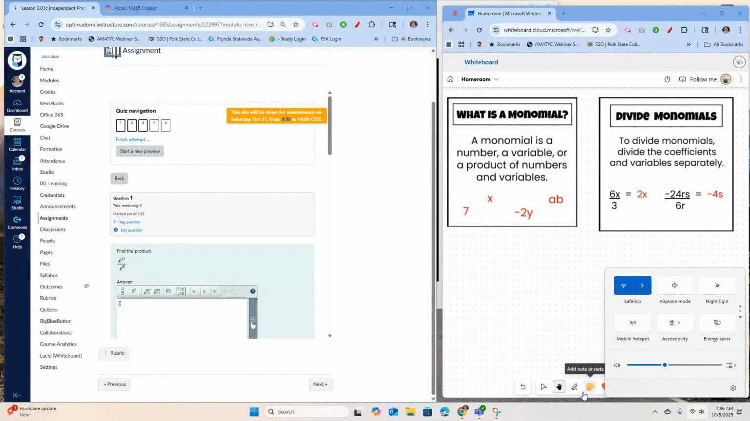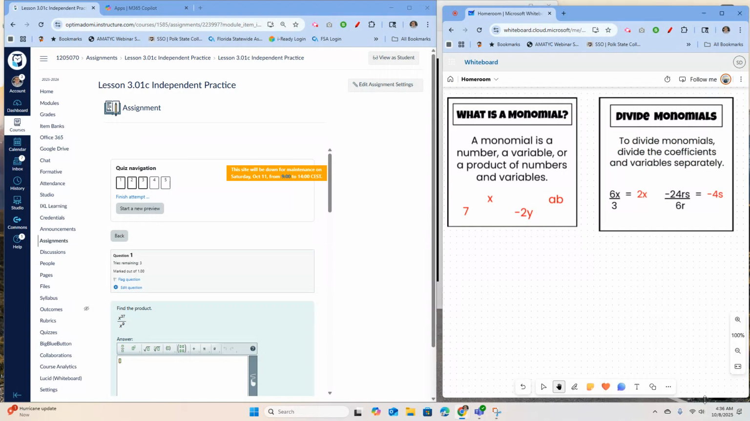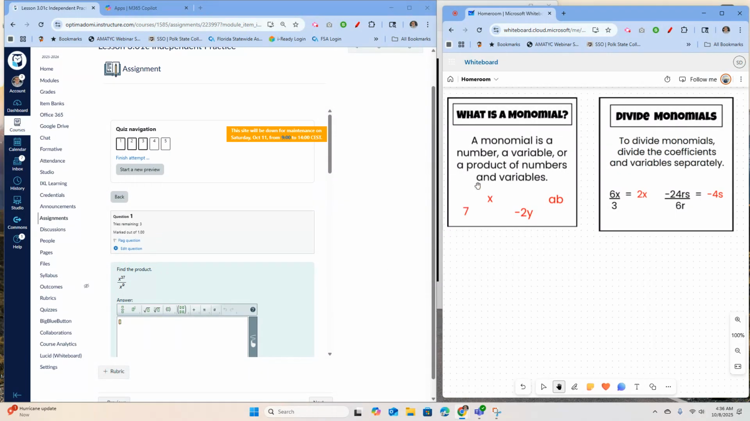All right, here's how you do problem number one of lesson 3.01c. We are dividing monomials. Remember that a monomial means one term. It's when you only have a number like 7 or only a letter like x, or when you multiply numbers and letters and you see them together like negative 2y and ab. Today, we're going to divide monomials.